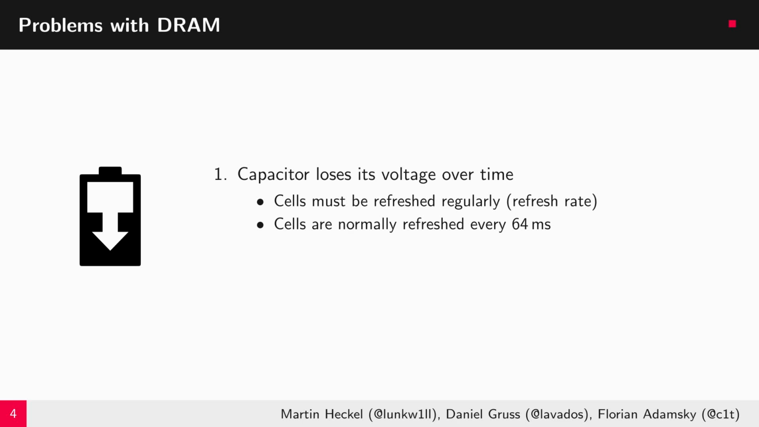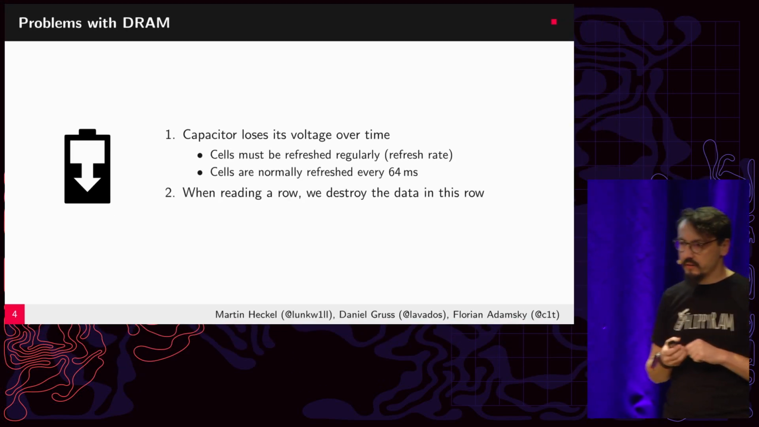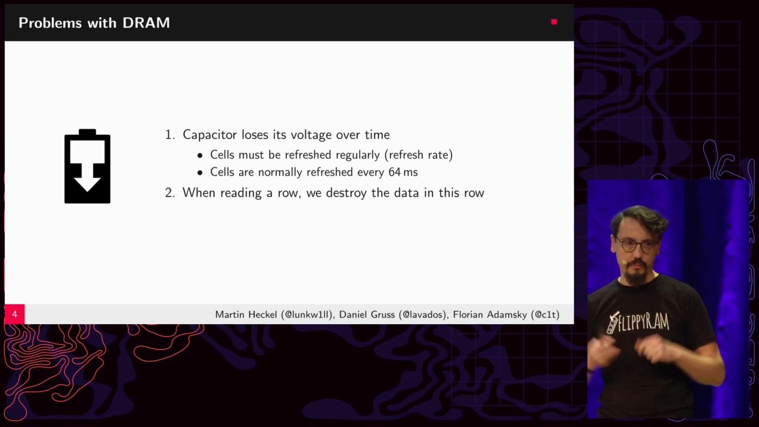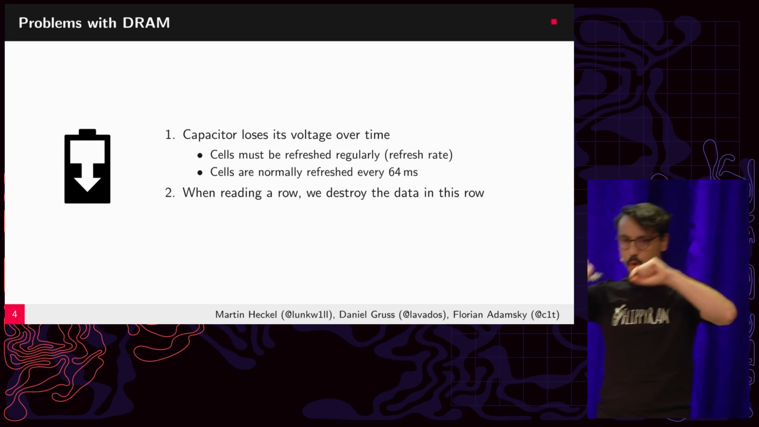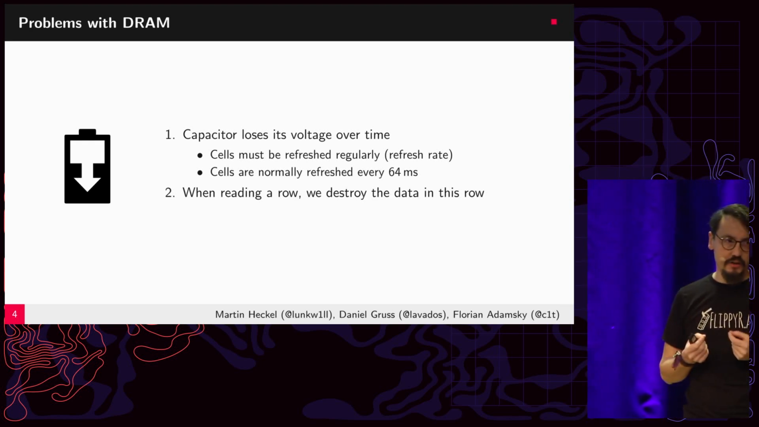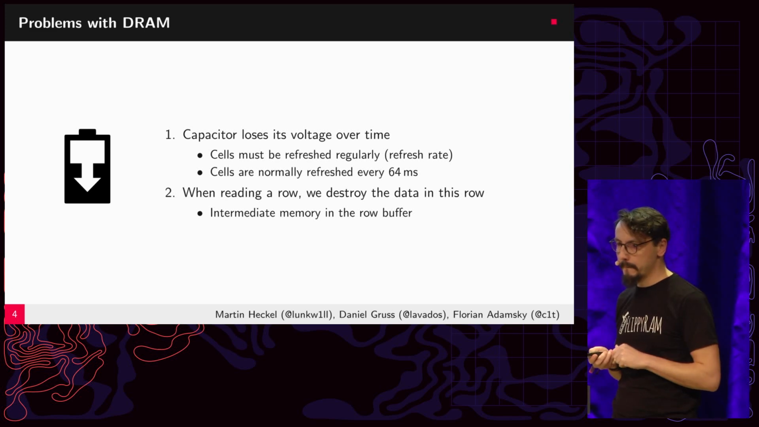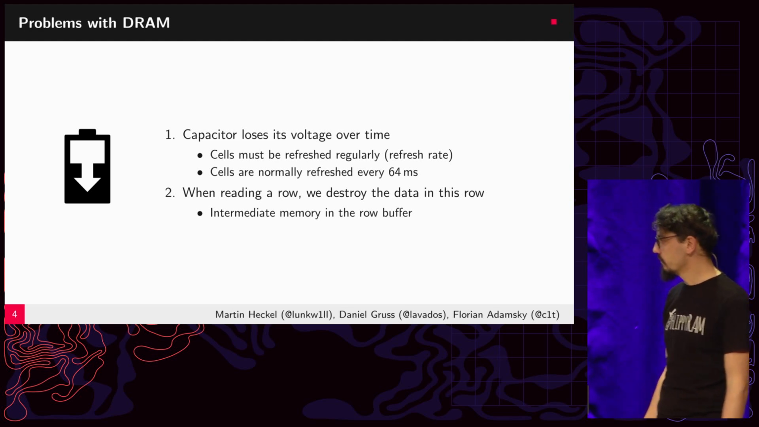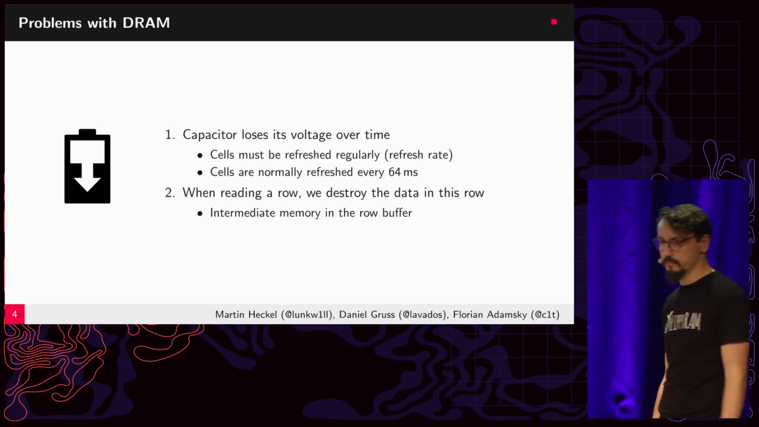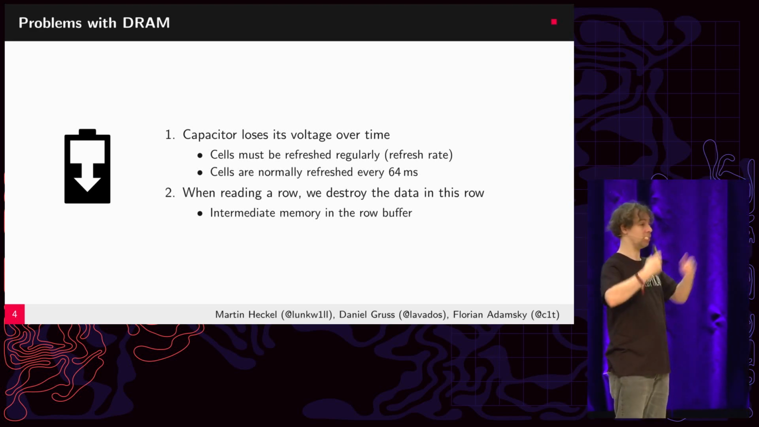And we have a second problem. If you read from one of the rows, you're actually destroying the data because you are setting voltage on it. And for that, the row buffer becomes important, because you will copy the data from the row to the row buffer, and there you will have the actual data. But it also means whenever you read data, it's not just destroyed in there, but also when you say you want to read something else, it's written back into the actual row. So just reading constantly destroys the data and writes it back.